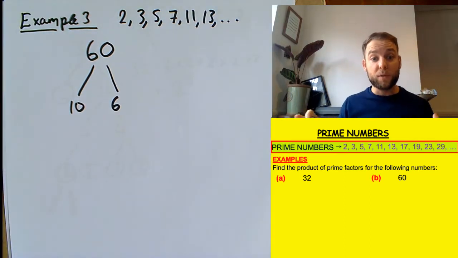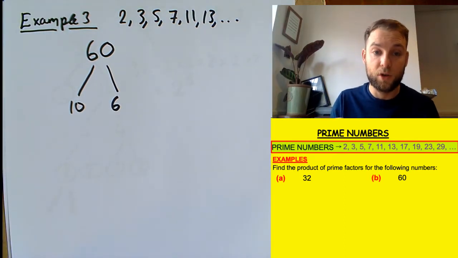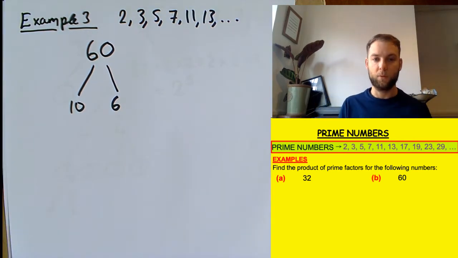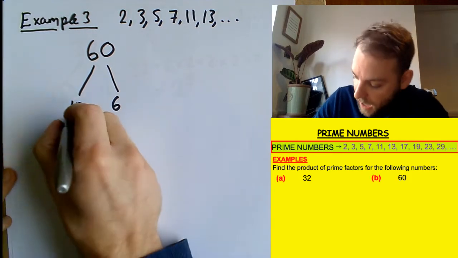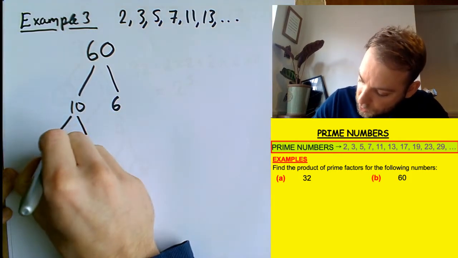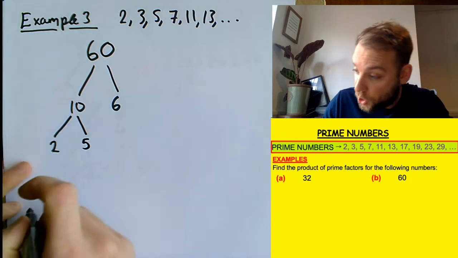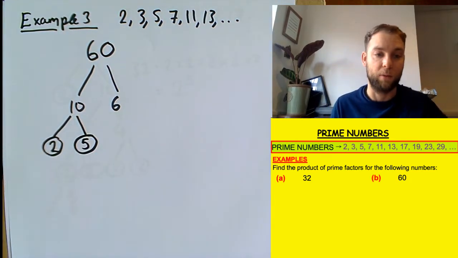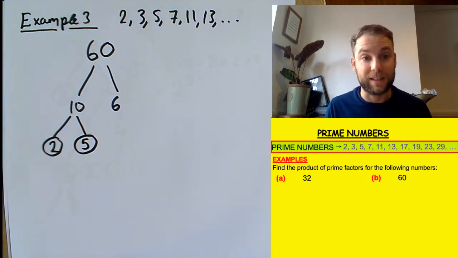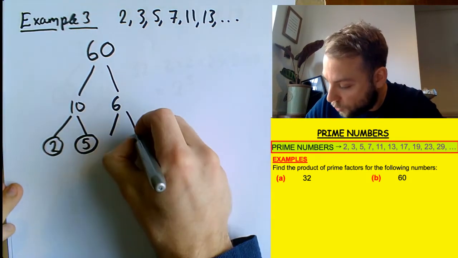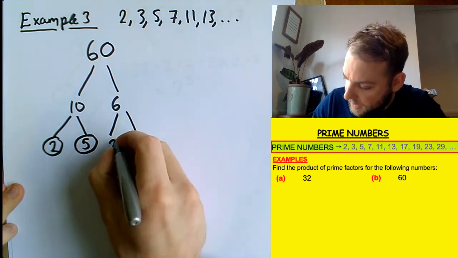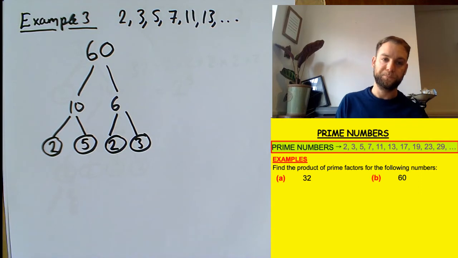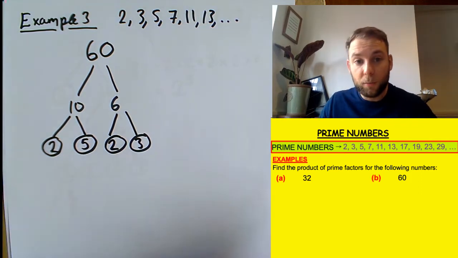Now, neither of those are primes, so I'm not going to circle either of them, but I do need to break them down further. So what numbers go into 10? Well, 2 goes into 10. How many times does that go in? It goes in 5 times, so 2 and 5. Now, 2 is a prime, so I'm going to circle that. 5 is a prime, so I'm going to circle that one there. What numbers go into 6? Well, the numbers 2 and 3 go into 6, and 2 is a prime, and 3 is a prime. Because I've got all my numbers circled now, that's it.